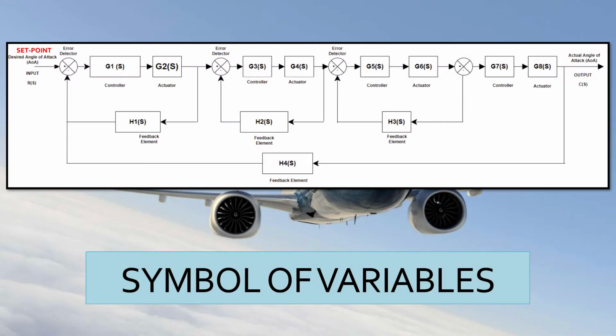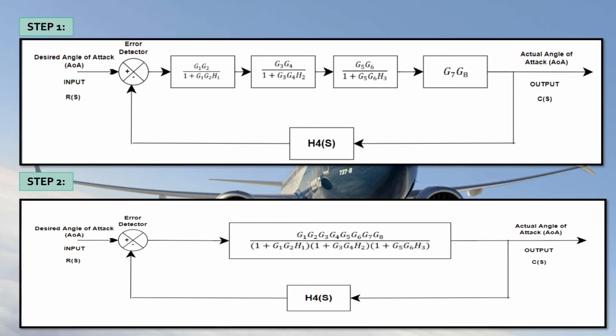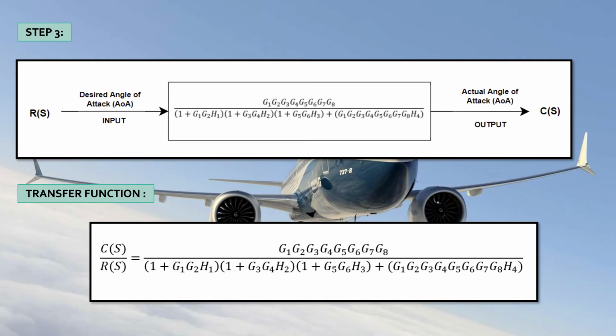So this is the symbol of variables for our system. When you simplify the block diagram, as you can see in step 1, this is the simplified diagram, and since on top of them they are in series, you can multiply them together and you'll get this value. And then in the end, it's a negative feedback loop, so you get this value.